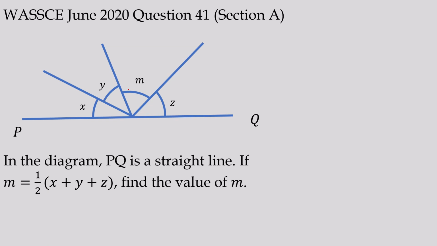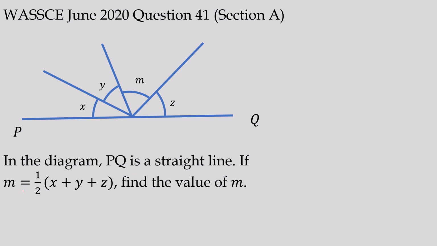Okay, so now let us take a look at this question over here. For this question, it says that in the diagram, the PQ is a straight line. So this is a straight line. If m is equal to 1 over 2 of x plus y plus z, find the value of m.